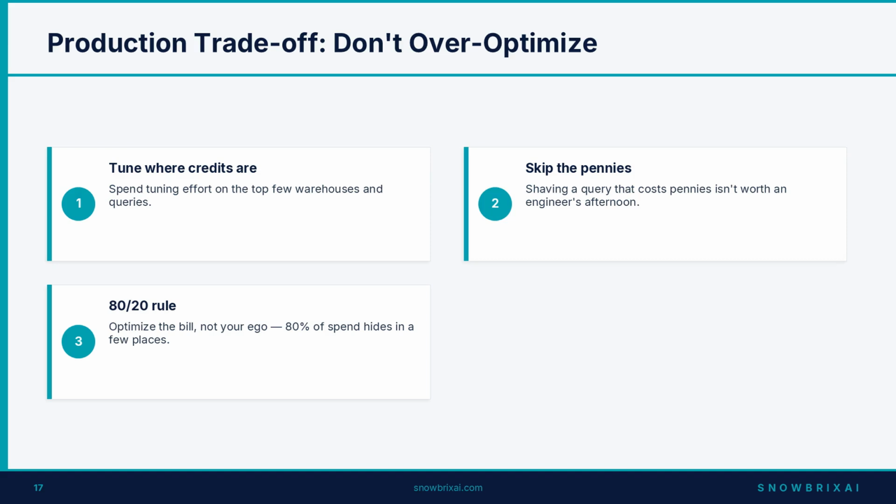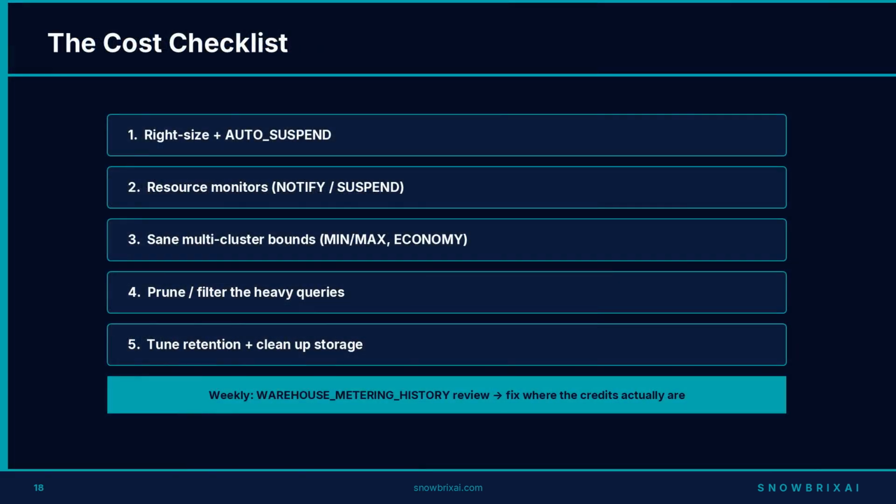Let me hand you the checklist. Here is your one-page checklist. Screenshot this slide. 1. Right-size and auto-suspend your warehouses. 2. Add resource monitors. 3. Set sane multi-cluster bounds. 4. Prune and filter the heavy queries. 5. Tune retention and clean up storage. Then the habit that holds it all: run the weekly metering review and always fix where the credits actually are.